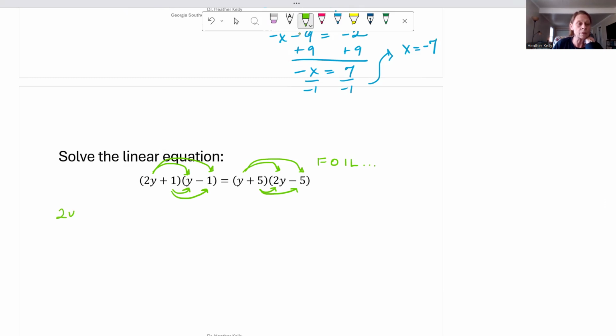2y times y is 2y squared. 2y times -1, -2y. Y times 1 is a y. 1 times -1, -1. Equals y times 2y, 2y squared, because y times y is y squared, minus 5y plus 10y minus 25. And now I like to take the time to clean up either side before I do anything else here. So I'm just going to clean up each side.